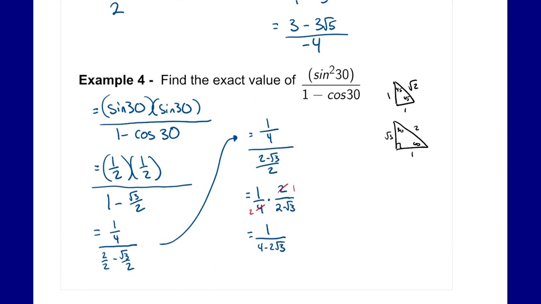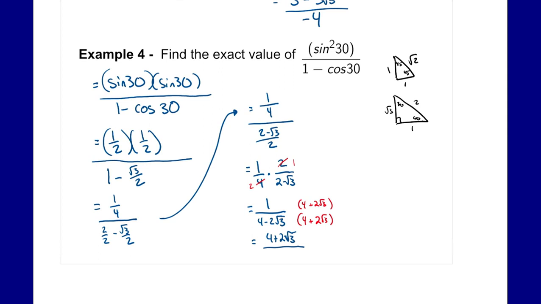I want to get rid of that root 3, so what I'm going to do is multiply the top and the bottom by the difference of squares, so to speak, or the same thing, just the opposite sign in between. So 4 plus 2 root 3. Which on the top will leave me 4 plus 2 root 3, because it's just times 1. And on the bottom, the denominator, it will leave me with 4 squared, which is 16, minus 2 squared, which is 4, times root 3 squared, so 4 times 3, which is 12.